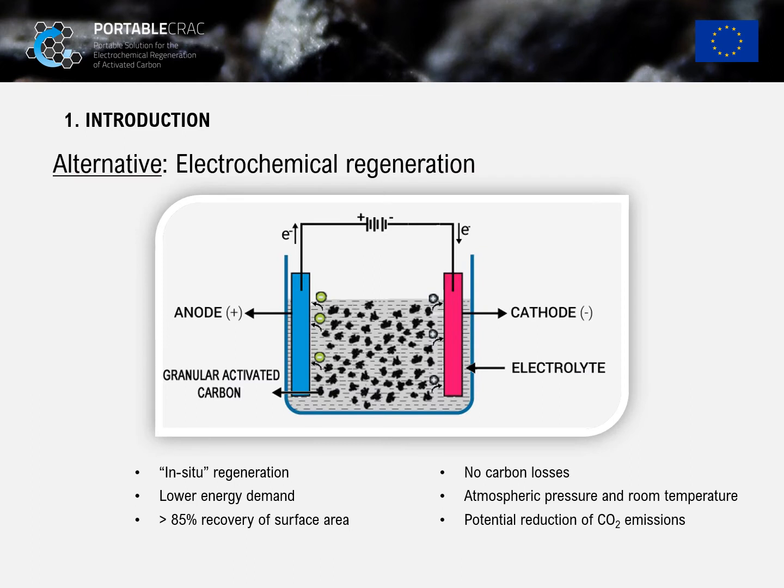As the image shows, during the regeneration process, an electrical potential difference is applied between two electrodes in a compartment filled with saturated GAC and electrolyte. As a result, the equilibrium between the adsorbed substances and the carbon pores is modified, causing the detachment of these substances and therefore the recovery of the original carbon properties. Some advantages of this process are captured in the slide.